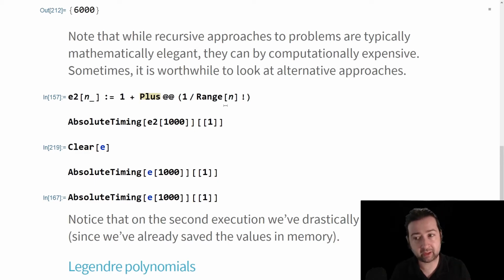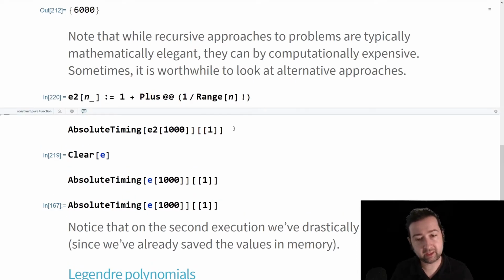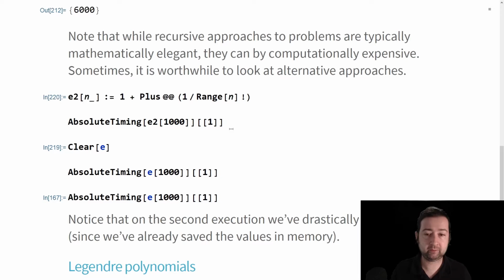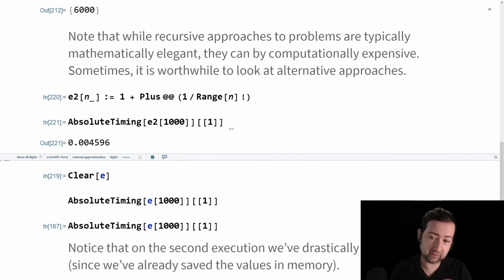That's an explicit way of computing this function e. If we do that, and we hit it with this AbsoluteTiming function, AbsoluteTiming gives you an output where the first entry is how long the function took to execute, and the second entry is the output of the function. If we do the absolute timing of this function running once on an input of 1,000, we see that we've got 0.004 of a second. Okay, so 4,000ths of a second is about how long that explicit function took to run.